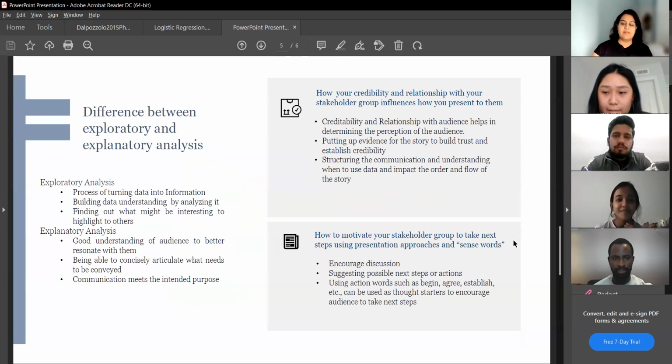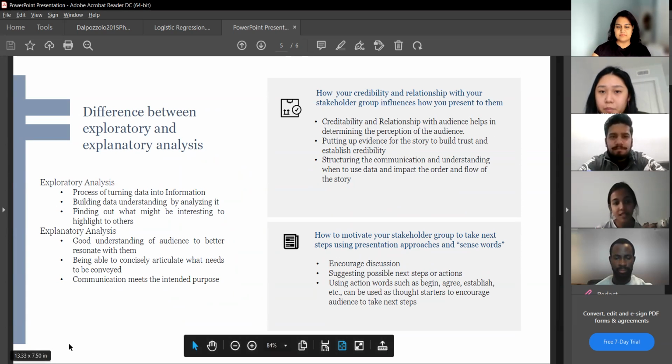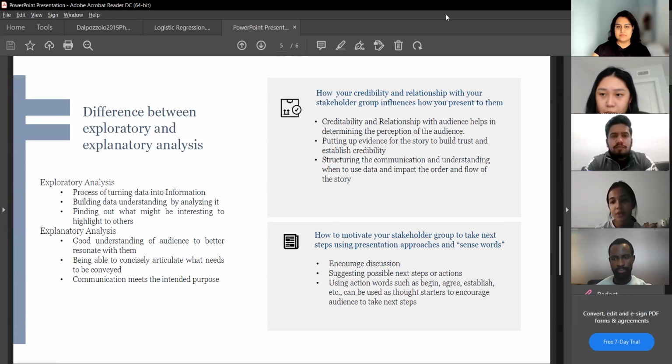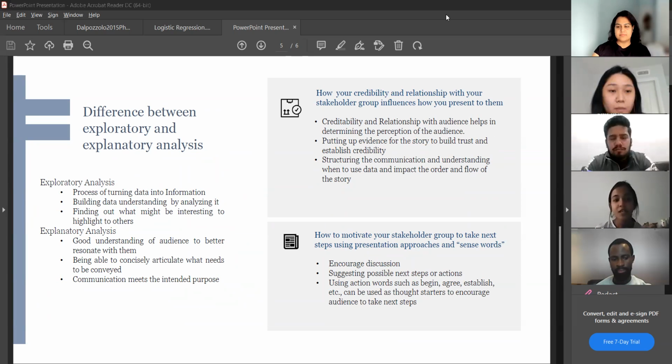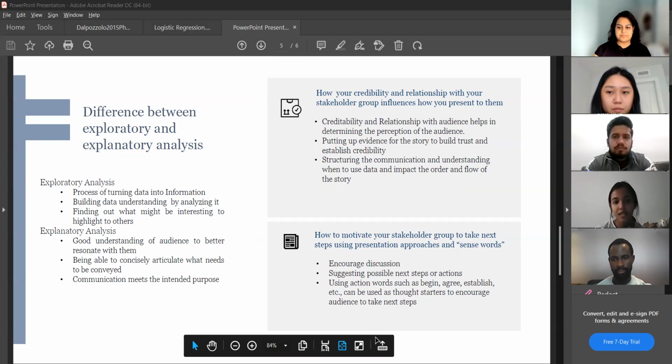Thank you. So I'd like to present the difference between exploratory and explanatory analysis. In the exploratory analysis, we are trying to derive useful insights from the data that we want to communicate to the audience, the stakeholders. So in brief, in this stage, we are turning the data into information. But in explanatory analysis, we are concisely briefing all the facts that we found in the exploratory analysis.